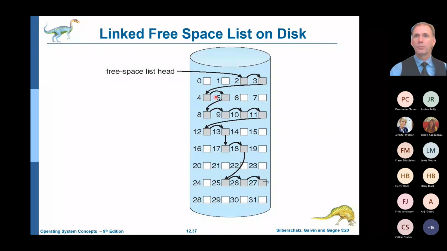And all we then have to update, if that one took 3 blocks, for example, all we would have to do is update the free space list head, which wouldn't be 2, it would be 5, and the amount of free space we have, which would be reduced by 3 blocks.